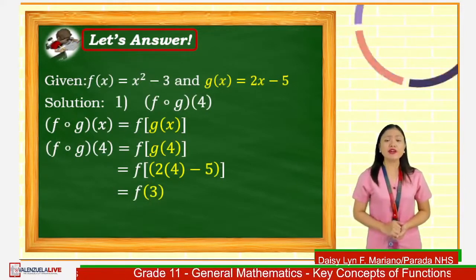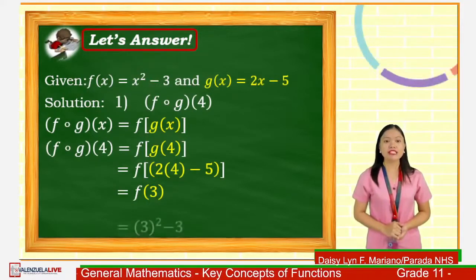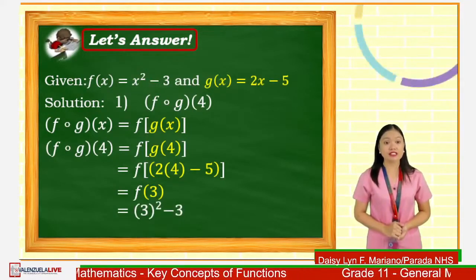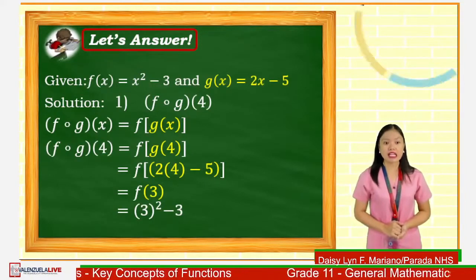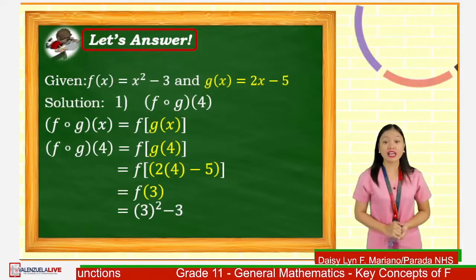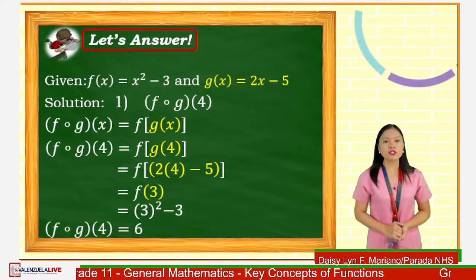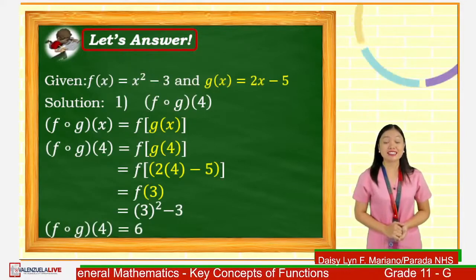Next is to evaluate f of 3. That is, we substitute 3 in place of x in f of x. This gives us 3 raised to 2 minus 3. 3 raised to 2 is 9. Minus 3 is 6. So, f composed with g of 4 is 6.